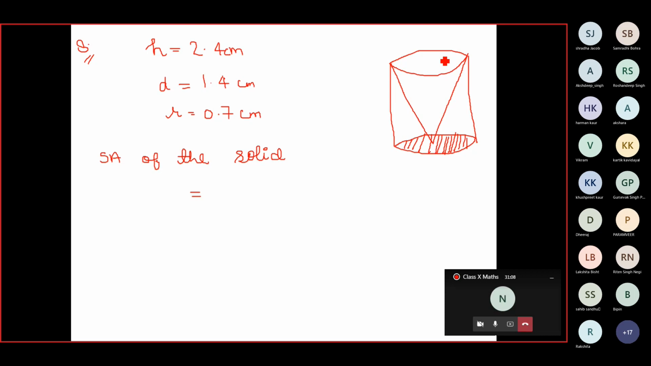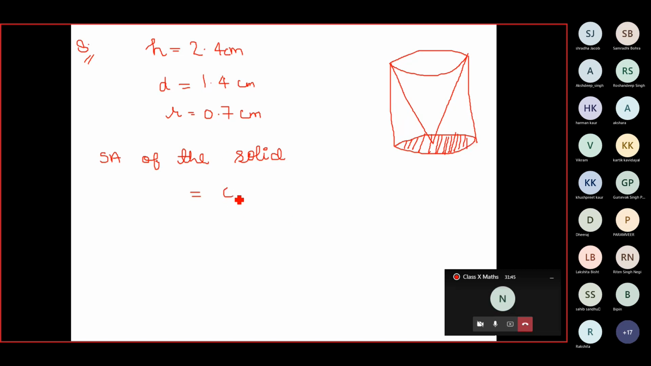But see, two things can be done. One, you write the TSA of the cylinder, and after that you subtract the area of one circle, this one which is not there. Or what else you can do? You write the CSA of the cylinder plus the area of this one base circle. Both the things will be valid. Okay, so if you don't want to go to the subtraction thing, right away we'll do it. So what it will be?